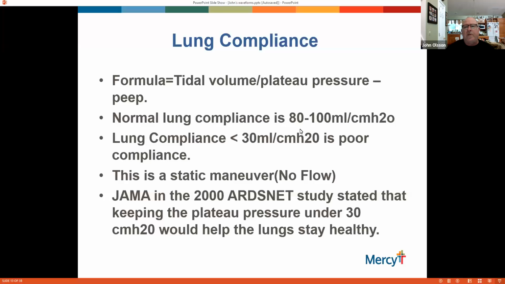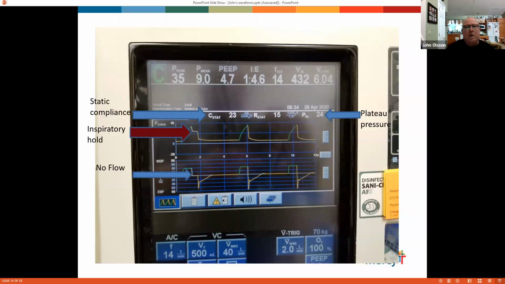Normal lung compliance for you and I, we can use this to measure lung compliance. You can see the formula up above. It's the tidal volume divided by plateau pressure minus the PEEP. And that's how I get my lung compliance. So I need that plateau pressure. JAMA just thought, we'll just take that plateau pressure, and then we can show people. It's an easy thing to measure. We can show them that we can keep our lungs healthy by keeping that plateau pressure under 30.